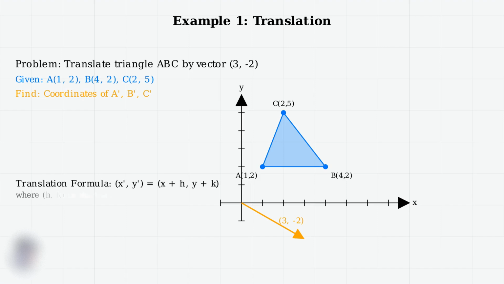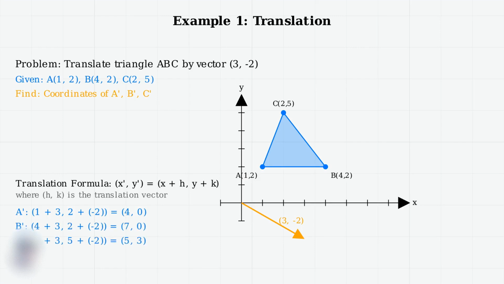To find the new coordinates, we add the translation vector to each original vertex. For point A prime equals (1 plus 3, 2 plus negative 2), which gives us (4, 0). Similarly, for point B prime equals (4 plus 3, 2 plus negative 2), giving us (7, 0). And for point C prime equals (2 plus 3, 5 plus negative 2), which is (5, 3).